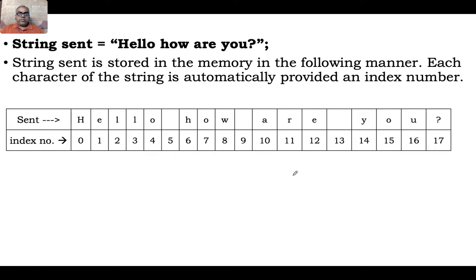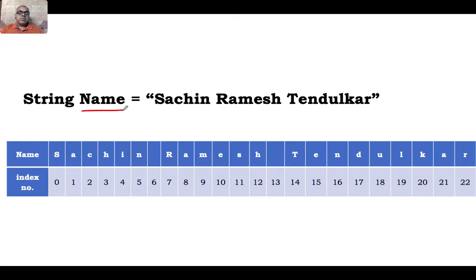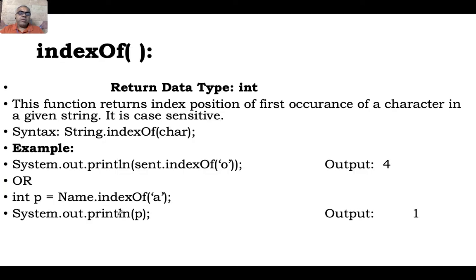Now we have also seen that in all the string functions we have made use of sent as a variable, which means hello, how are you. Here are the index numbers, and Sachin Ramesh Tendulkar as a variable name which is being stored as follows, and here are the index positions. Now we are going to talk about first indexOf, followed by lastIndexOf. So we first get into indexOf.